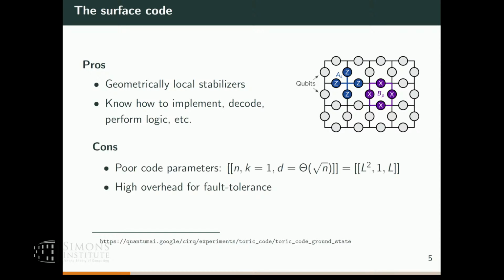But the main disadvantage of the surface code is that it actually has quite poor code parameters. So no matter how large the surface code size is, it's going to encode one logical qubit, and the distance is only scaling as the square root of the number of qubits. So that's not super great. And that means that it's going to have a high overhead for fault tolerance. Like you might need a ratio of like 100 to 1 or 1,000 to 1 physical qubits per logical qubit.